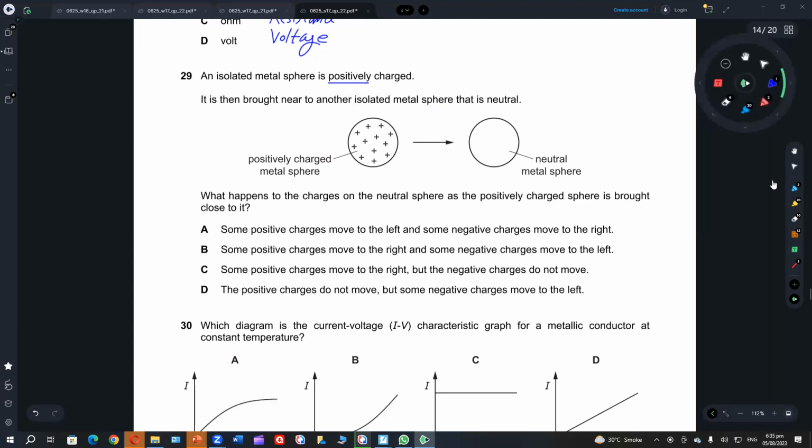It is then brought near to another isolated metal sphere that is neutral. What happens to the charges on the neutral sphere as the positively charged sphere is brought close to it? Is it a case of electrostatic induction, Amar?